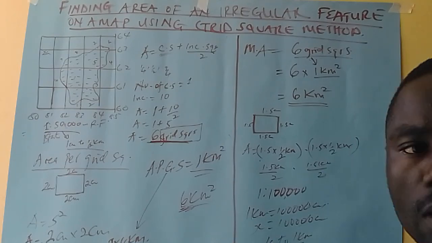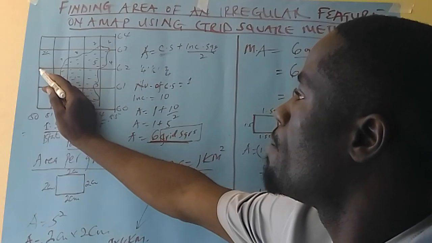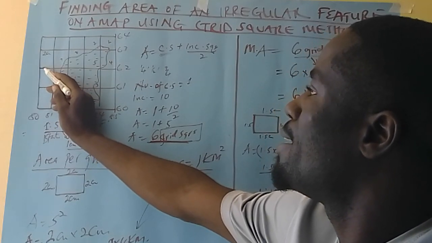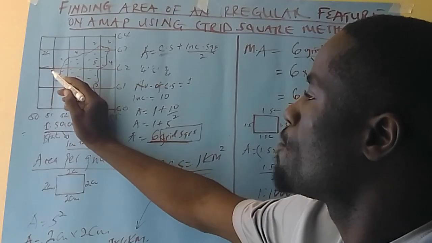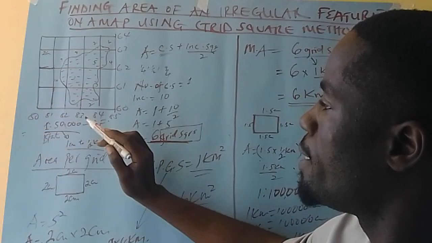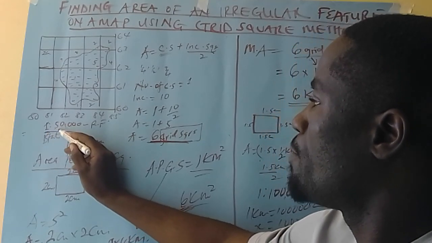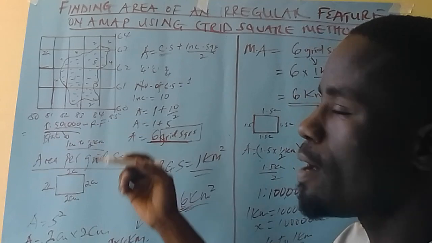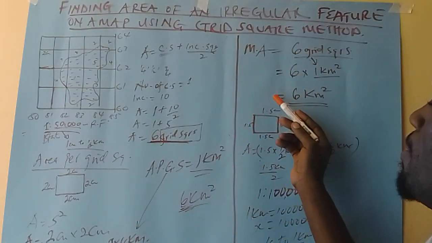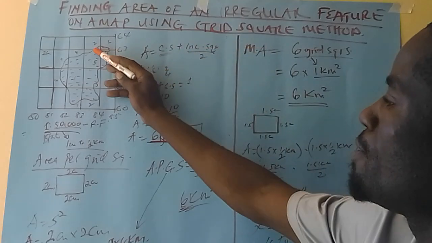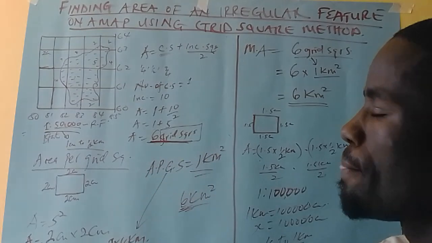So those students here, I encourage you not to cram. You have to measure. Every map given to you, check, is the side 2 centimeters? If it is not 2 centimeters, don't cram, then do accordingly. Is the scale 1 centimeter representing half a kilometer? If it is not, then do accordingly. Don't cram. So this is how we can find the area of an irregular object using the grid square method.